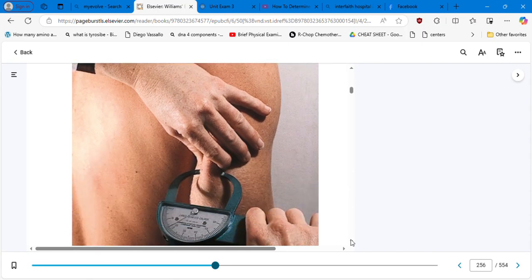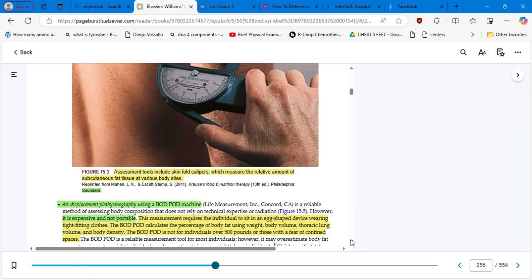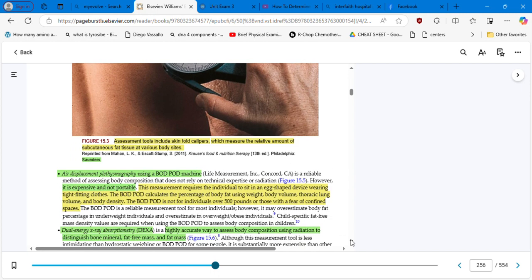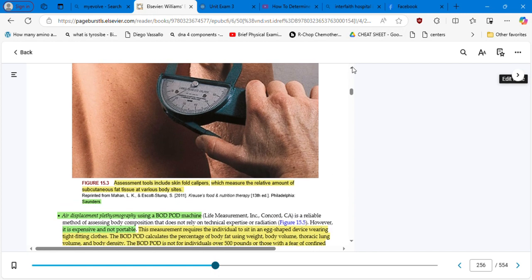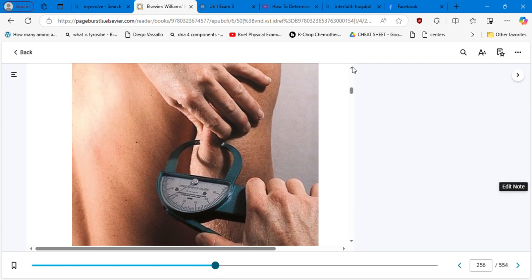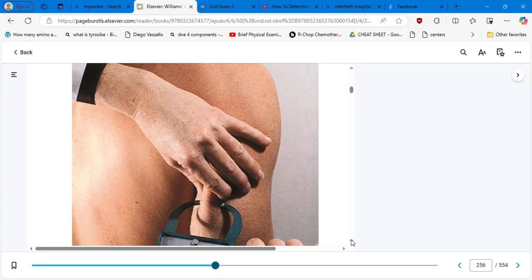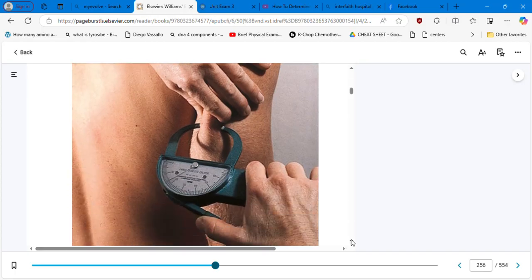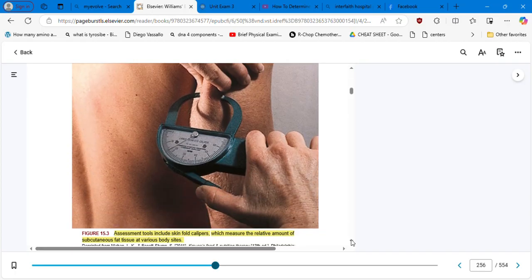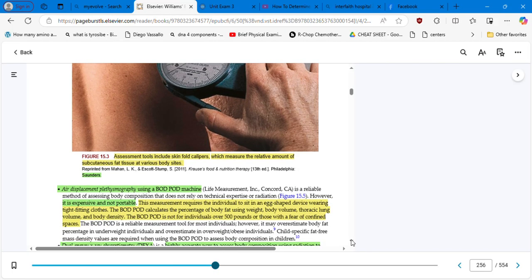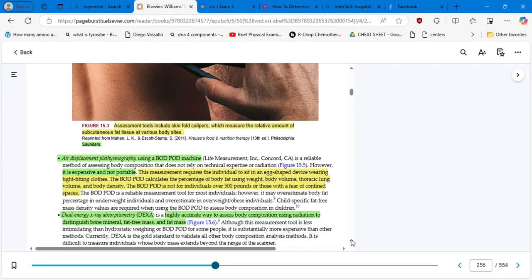And then here we have the picture of the caliper, the skin fold caliper, right? Here I'm measuring the skin at the level of the arm, you see? Yes, it's on the arm, in the back of the arm, right? And this method is measuring the subcutaneous fat.